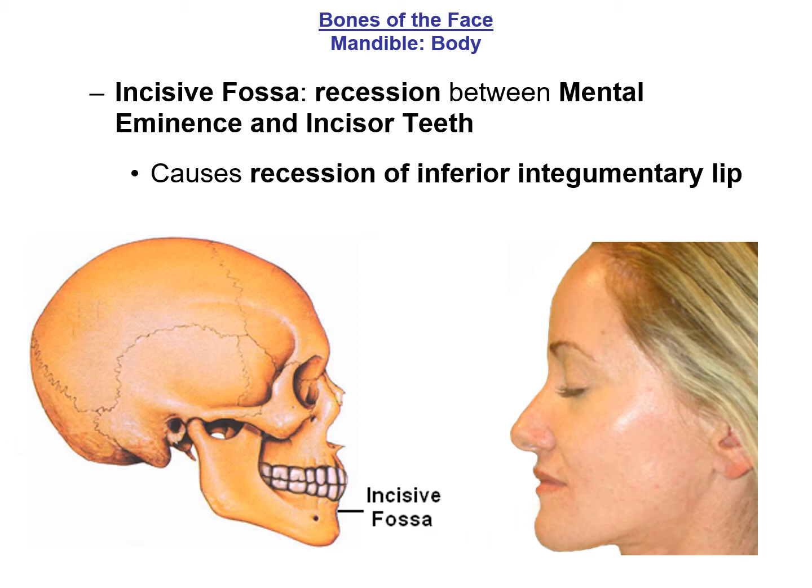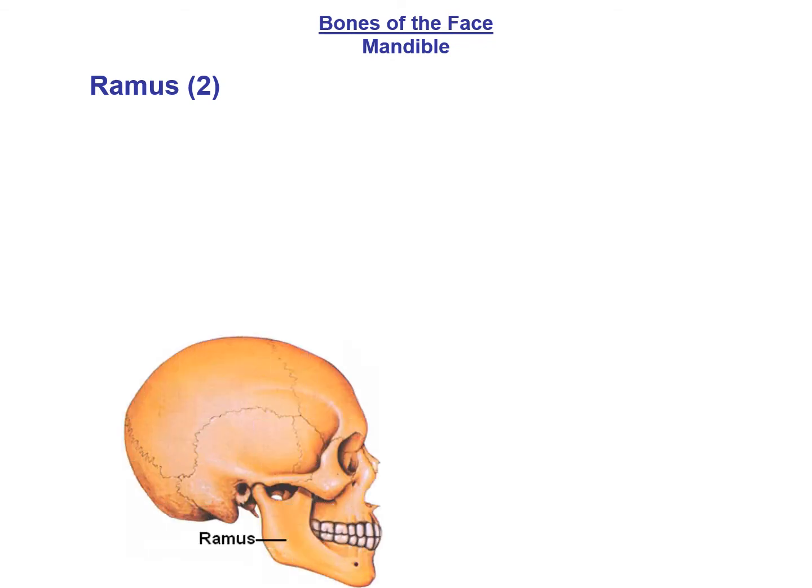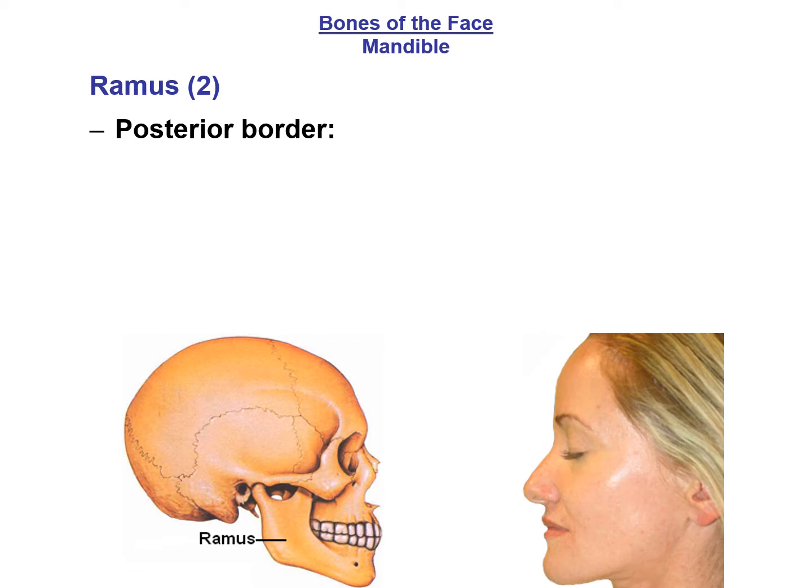Okay, those are the structures of the body of the mandible. Now we're going to look at the ramus of the mandible. Again, there are two of those, and they both have the same parts. The posterior border of the ramus, so this part back here, will indicate the posterior border of the cheek. So back here shows that.